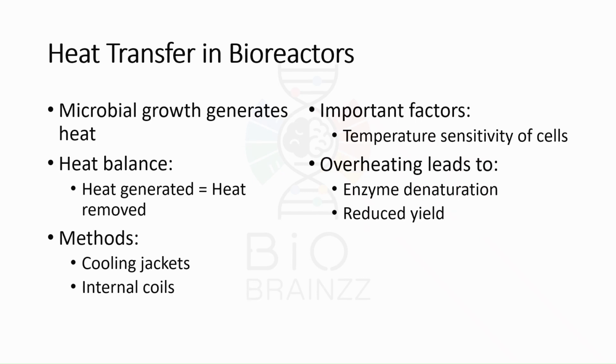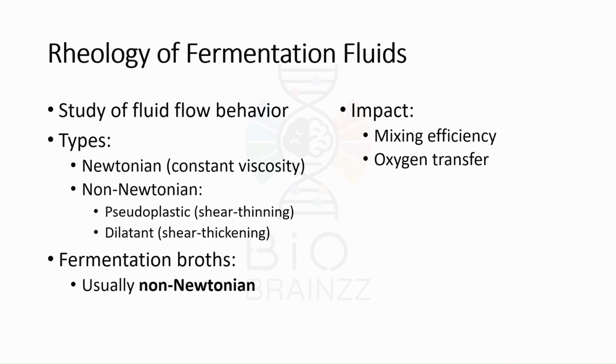Heat transfer. Microorganisms produce heat during growth, so temperature must be controlled properly inside the reactor. If heat is not removed, it can damage enzymes and reduce yield. Cooling systems like jackets and coils are used to maintain proper temperature.